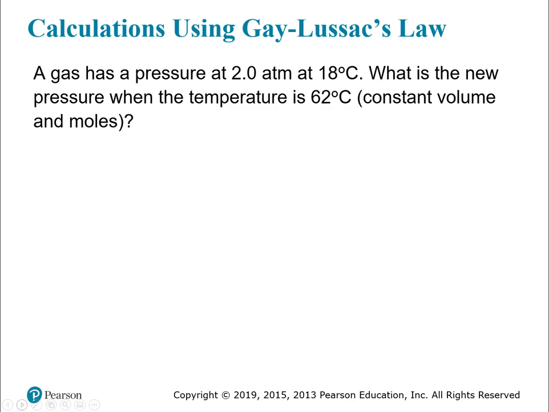Now we'll try a sample problem. A gas has a pressure at 2 atmospheres at 18 degrees Celsius. What is the new pressure when the temperature is 62 degrees Celsius, constant volume in moles? Let's label everything. The first sentence tells us the initial conditions. We've got a P1 equal to 2 atmospheres. And our T1 is 18 degrees Celsius.